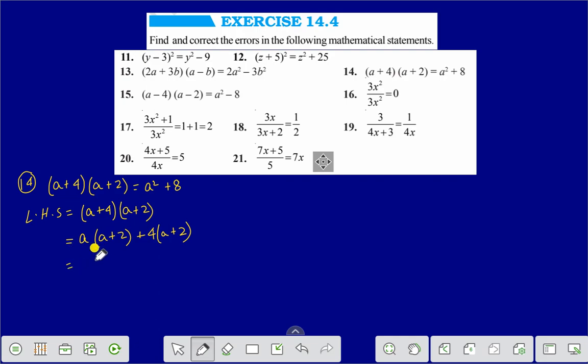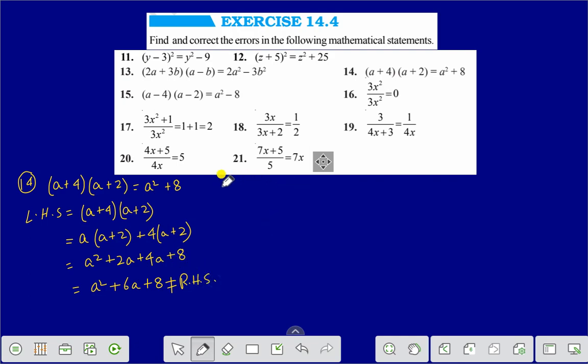Therefore, we are getting a into a is a square, plus 2a, plus 4a, plus 4 into 2 is 8. Therefore, we are getting a square, 2a plus 4a is 6a, plus 8, which is not equal to the right hand side, because the right hand side is given as a square plus 8.